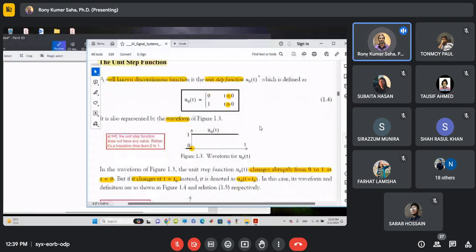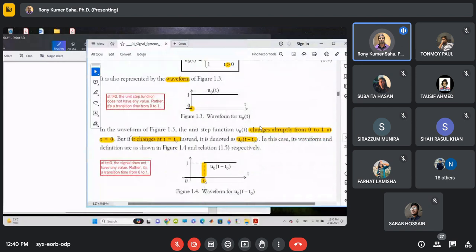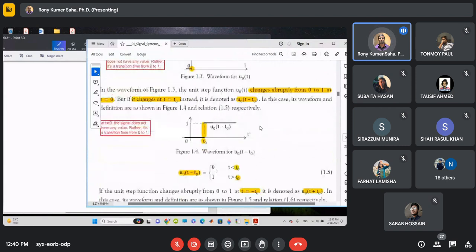Now, using this unit step response, it is possible to express or define the response of any practical system. For example, if you do not start from 0 but at some point t naught, which is greater than 0, you can represent the system response just by u of t minus t naught, because it's delayed by t naught. So this is also a unit step response, but delayed by t naught. It is 0 when t is less than t naught, and always 1 when greater than t naught.